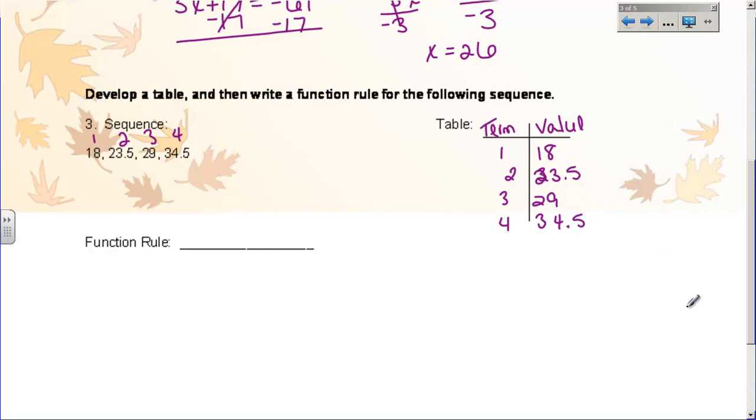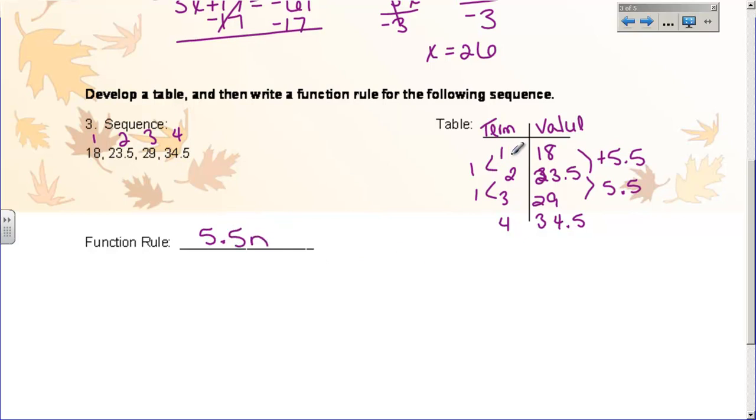So we're going to start by finding our change. My change from here to here is an increase of 5.5 for a change in 1, which is what I want. So let's make sure it stays the same. From here to here is 5.5 for a change of 1. So my function rule is going to start with 5.5n. And then I'm going to test it.